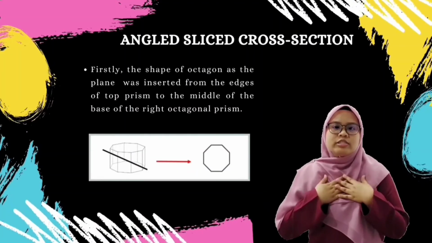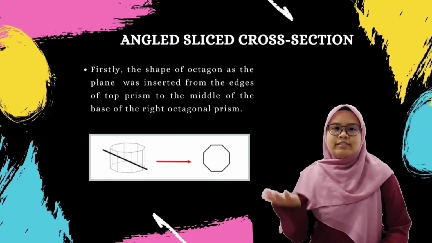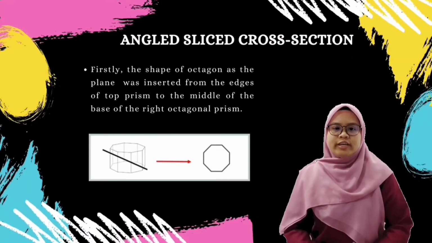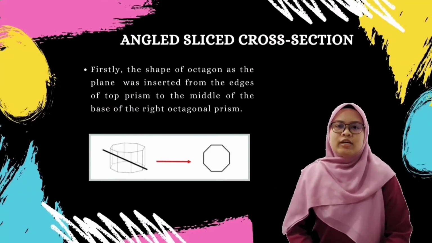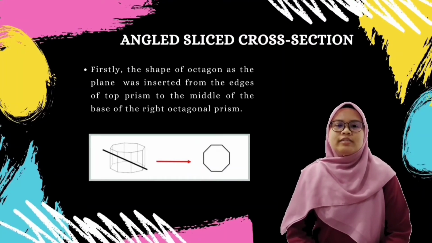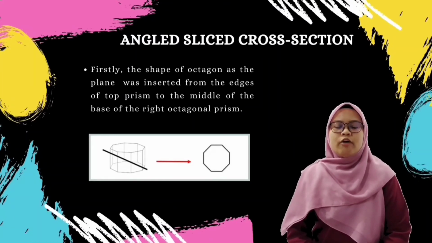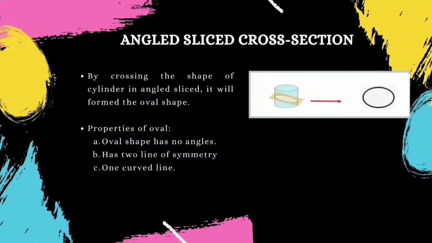Next, I will explain about the last type of cross-section, which is the angle slice. By crossing the building in angle slice, there are many new shapes that can be obtained. Firstly, the shape of an octagon, as the plane is inserted from the edge of the top prism to the middle of the base of the right orthogonal prism, like in this video.